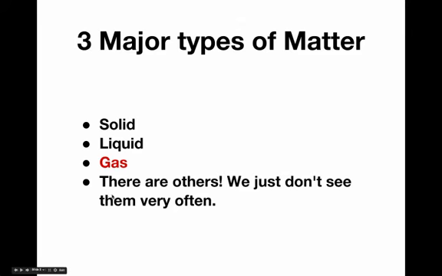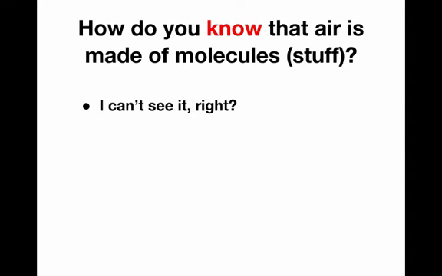There actually are other types of matter. There are things that are not solid, liquid, or gas. We're not going to discuss them. We really don't, we as normal people walking around in the real world, we don't tend to see these other types of matter very often. So for the most part, we're accustomed to seeing solid things, liquid things, and gaseous things. So we're going to talk about gases in this unit.